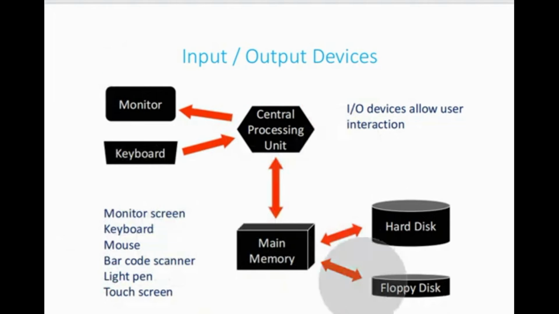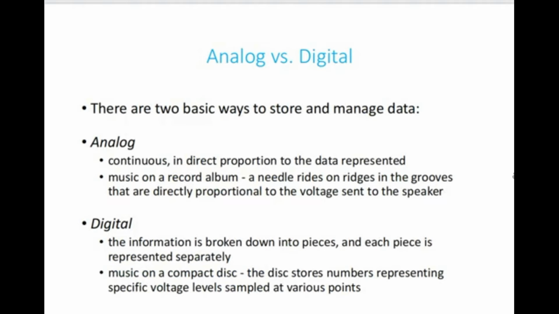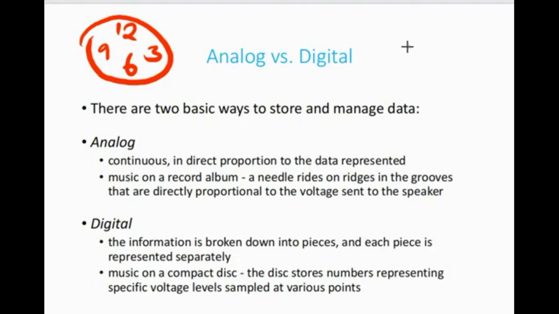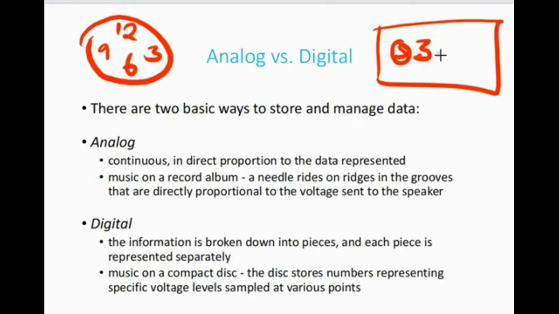So, analog versus digital. There are two basic ways to store and manage data, analog and digital. To make things easy for you, think of an analog clock where you have numbers indicated, 12, 6, 9, 3, and then think of a notch showing, let's say, 0, 3, 0, 3. So this is digital, one is analog. That will help you think fast.